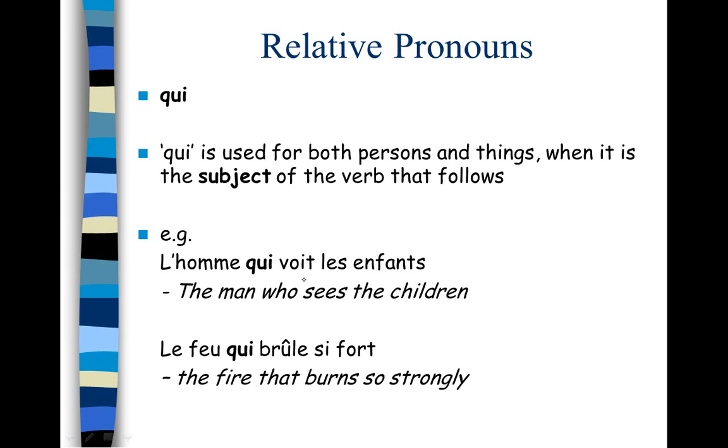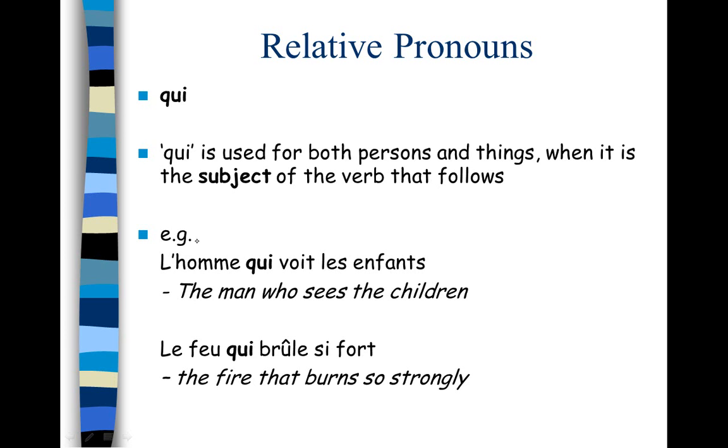If we look at this sentence, if we look at the verb, it's voir. Who's doing the seeing? It's the man. The man sees the children. The man who sees the children. So the man is the subject of this verb here, and therefore we're going to use qui.